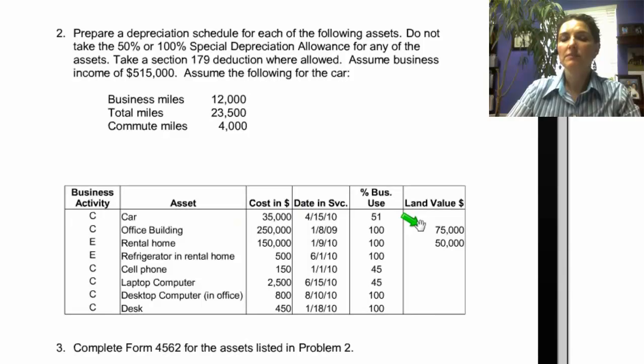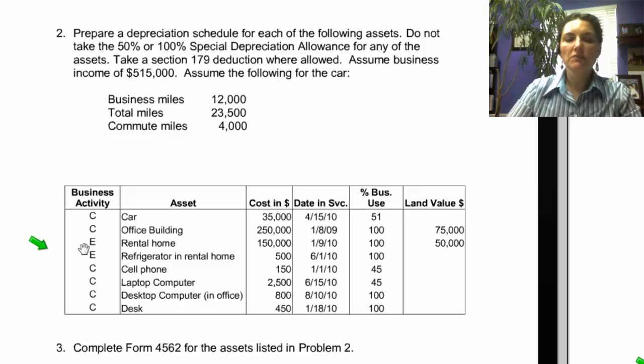Land value has to be subtracted from the depreciable basis of the property, and the portion of the cost that is for land cannot be depreciated. All of the assets were placed in service in the current year with the exception of the office building, so that means all of these assets will have to be listed on Form 4562 because it is the first year they are placed in service.